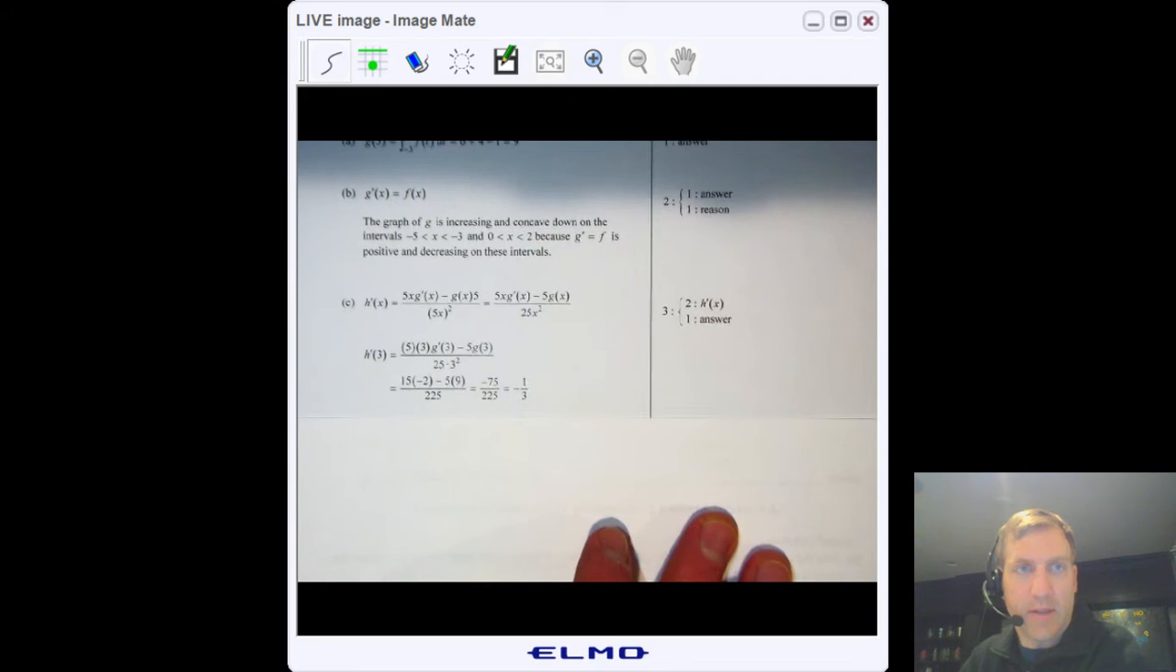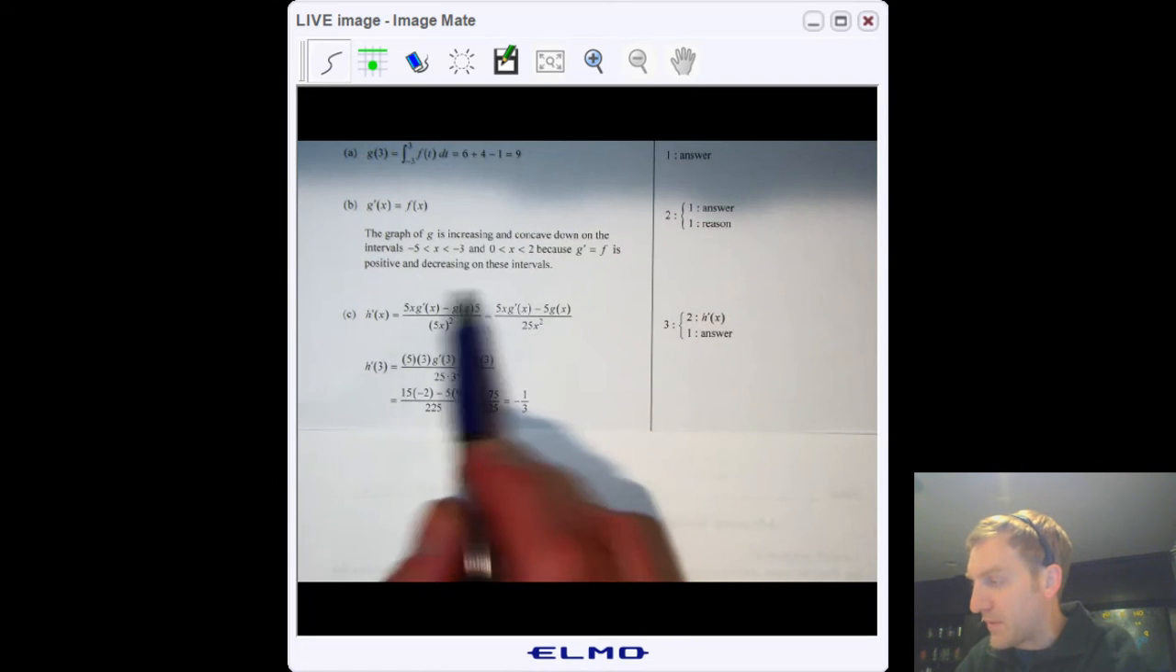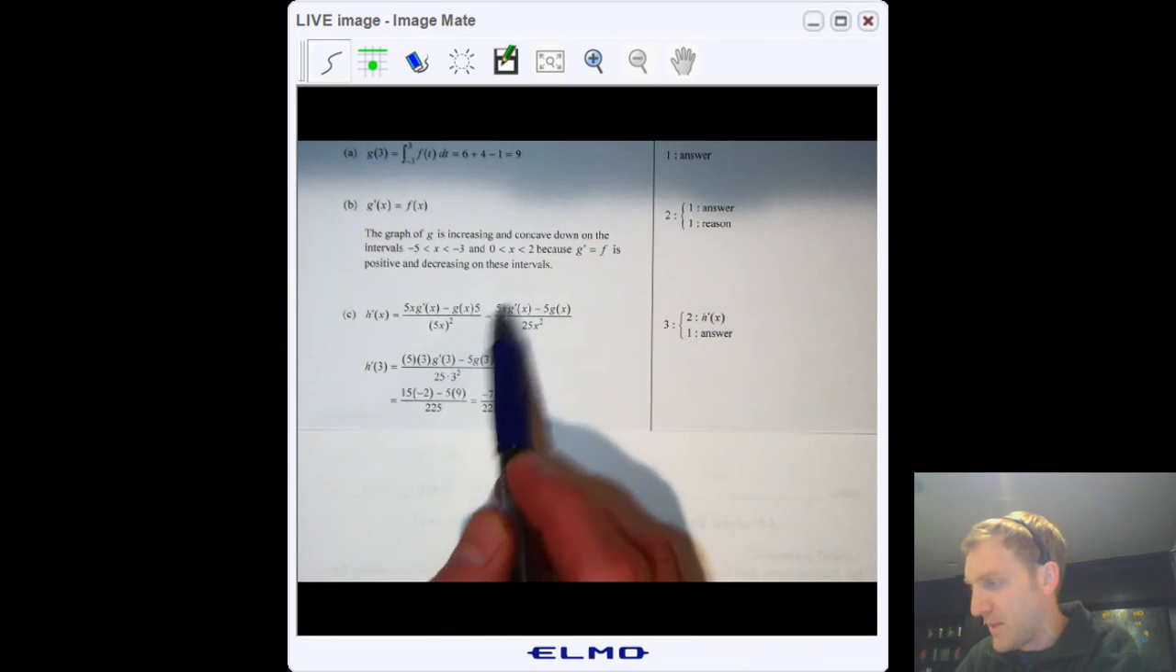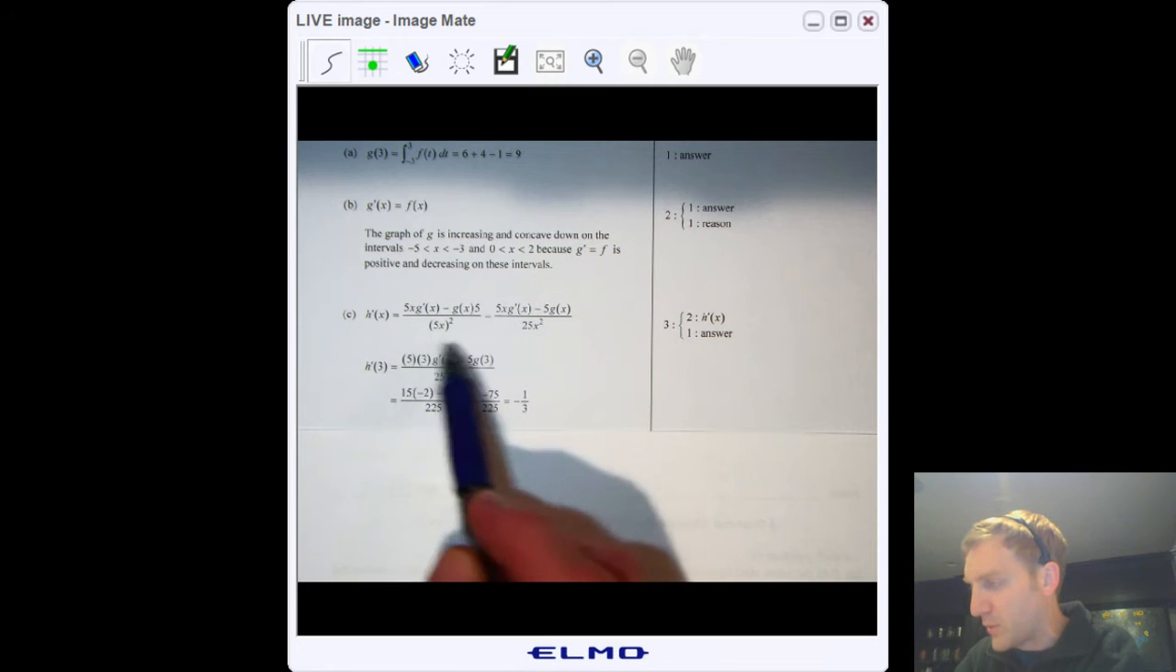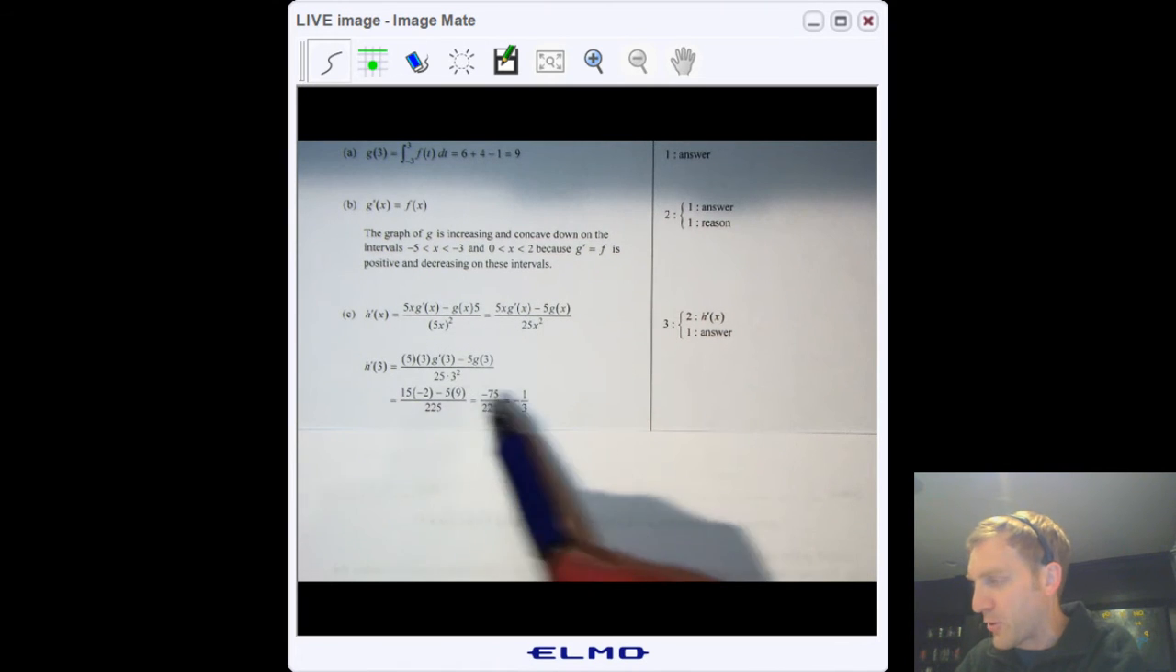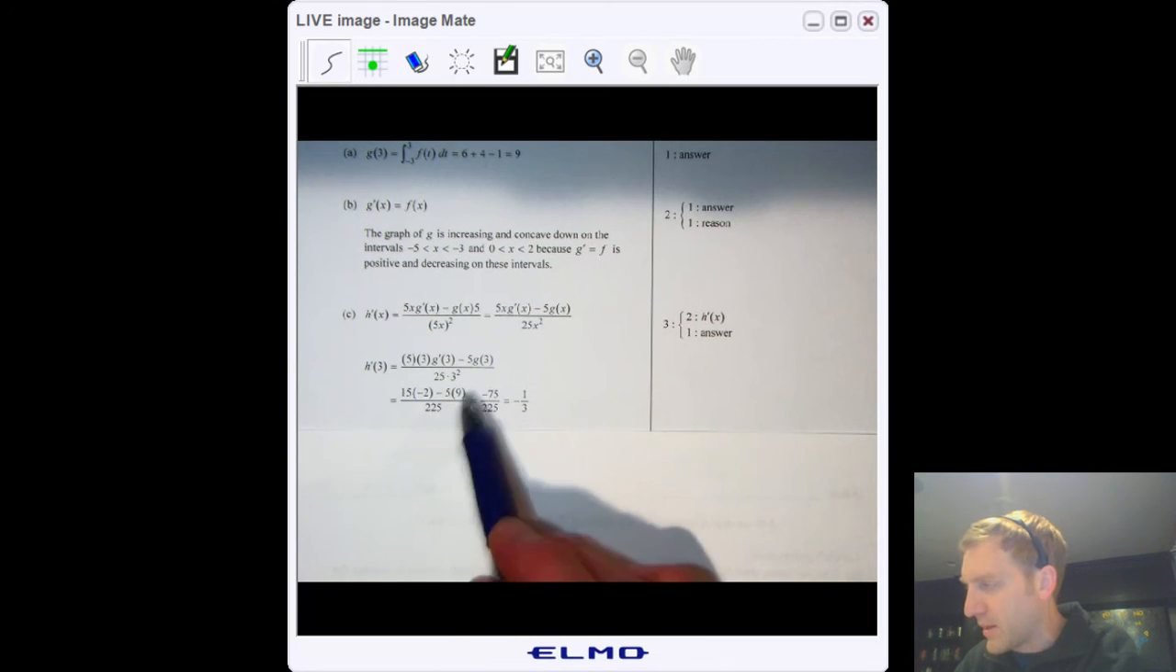C was worth 3 points. 2 points for the derivative. So just doing the derivative without simplifying and plugging anything in was 2 points for doing the correct quotient rule. And then the third point came for plugging in the numbers and getting an answer of -1/3. Or again, you could have stopped there. That was 3 points right there.